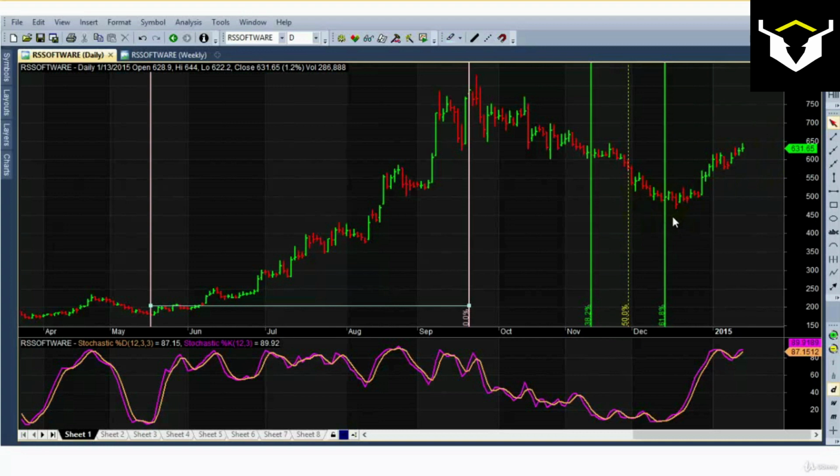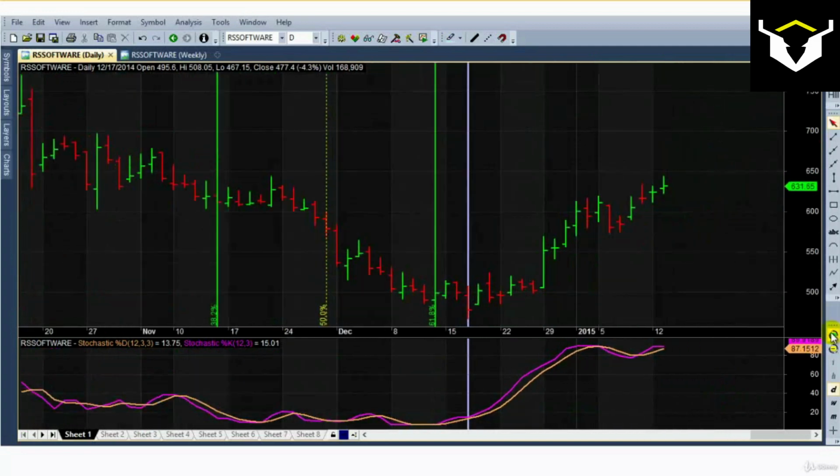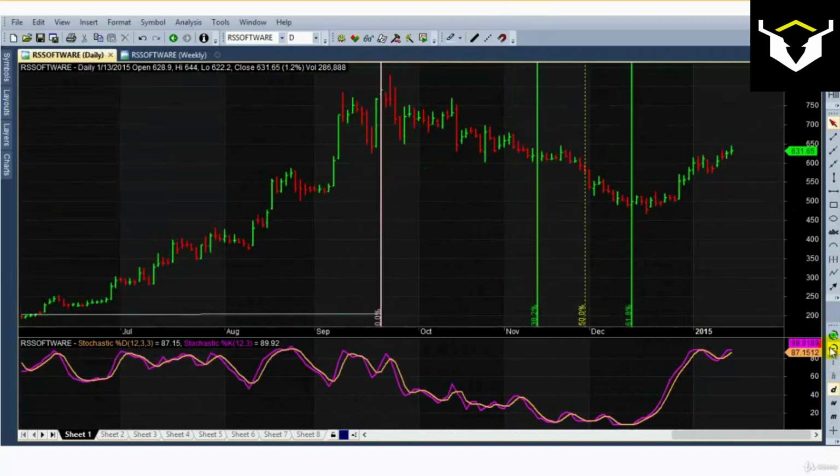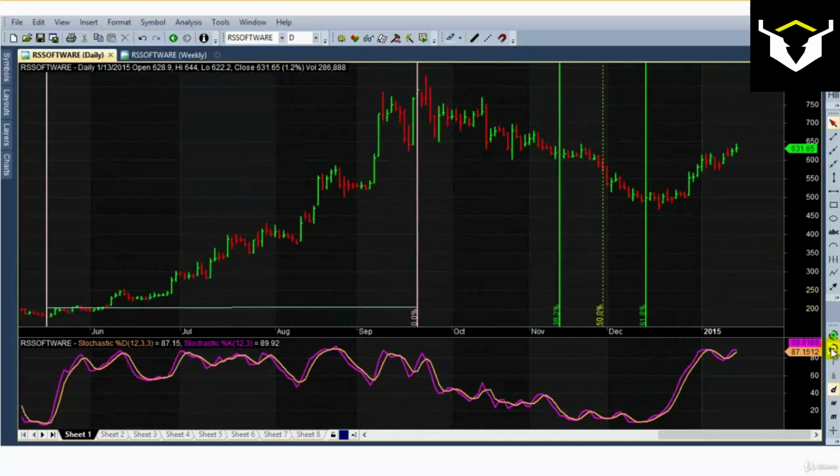You can see prices made a low on 17 December, and our time retracement ratios suggested that prices might make a low on 12 December. And what happened is prices made a low within 4 bars of 12 December. Isn't that powerful? To know beforehand when prices might make a low.